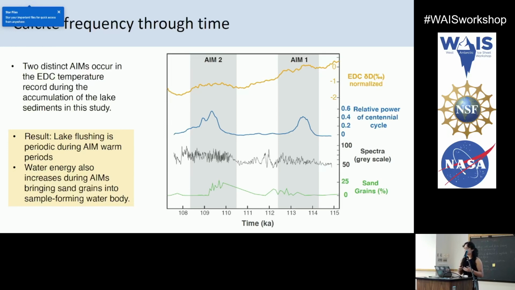So we wanted to look at how that centennial flushing evolves over time. So the blue curve is the relative power of the centennial frequency, so 0 being not periodic and higher values meaning more periodic. So you can see that there are these times where the centennial signal is more periodic, and that coincides with these AIM warm periods. And then lastly, there's also greater sediment volume and larger grain size, indicated by the green curve, occurring during these warm periods. So bringing that back to the physical environment that we're looking at, lake flushing is most periodic during Antarctic ice isotope maxima. And during these warm periods, water energy also increases, bringing in those larger sand-sized grains into the sample-forming water body.